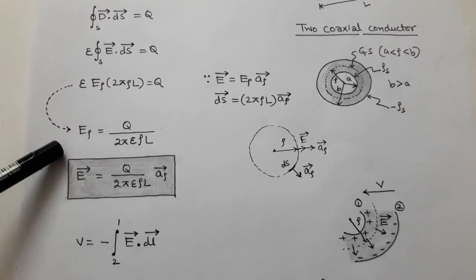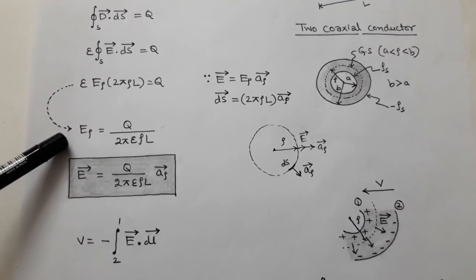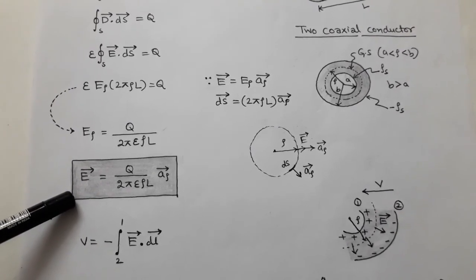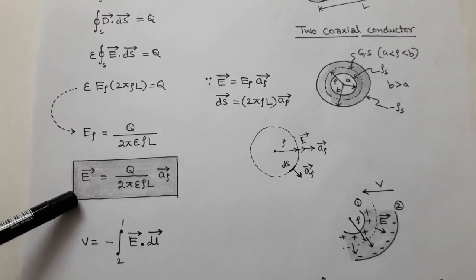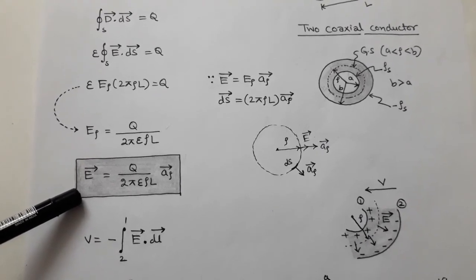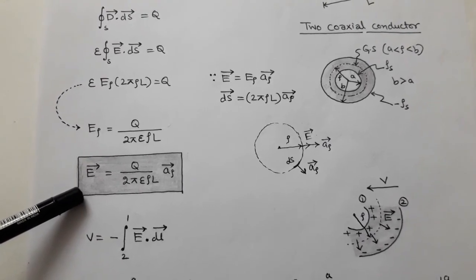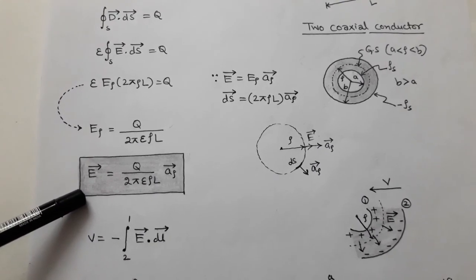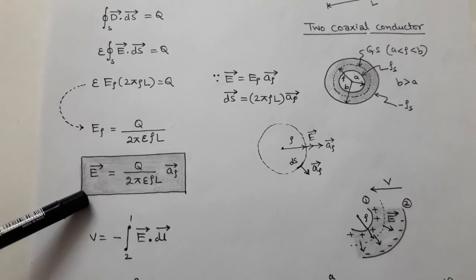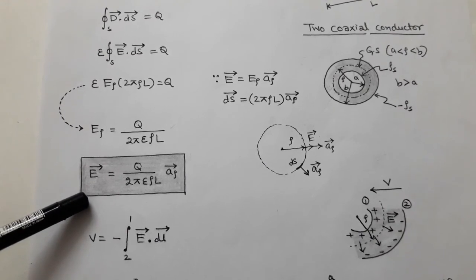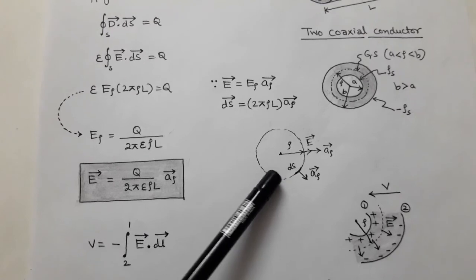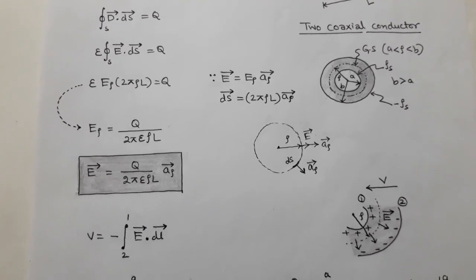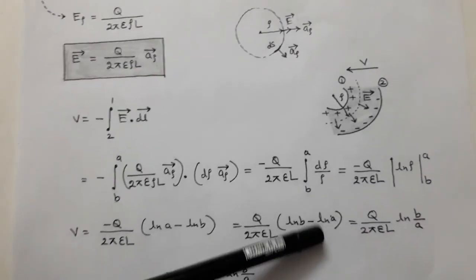Now this is the magnitude of electric field intensity E, and in terms of vector it is written as E vector equals Q upon 2 pi epsilon rho L unit vector a rho. So this is the electric field intensity of the coaxial capacitor, and this is a cylindrical symmetry, so we use a radius of the cylinder that is rho having length L.